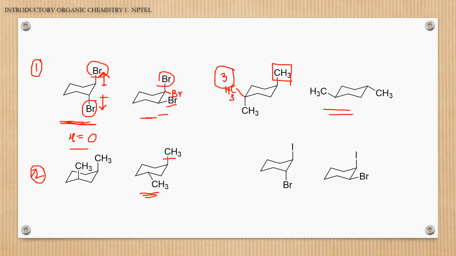Ma'am, in the second question, if both of them are in the equatorial position, in the case of cis, will they be stable? Yeah, both are in the equatorial position. They will be cis, right? They will be cis. Yeah. So they will be stable. Yeah, they will be stable.